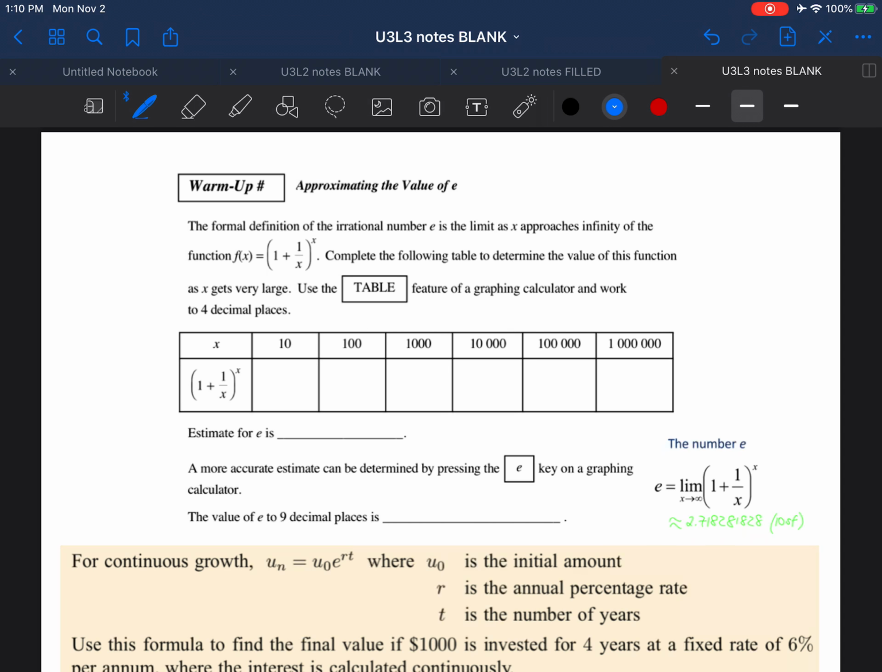All right, guys, here we go. Gonna go through the remainder of the notes, pages 3 to 5.